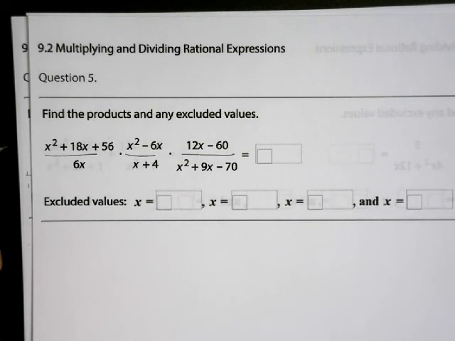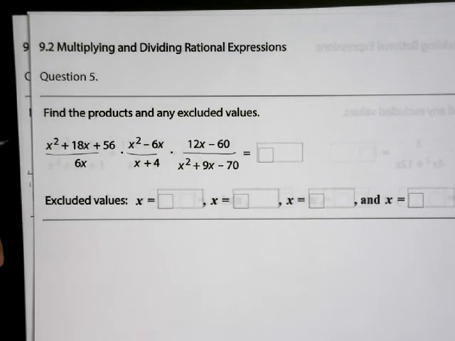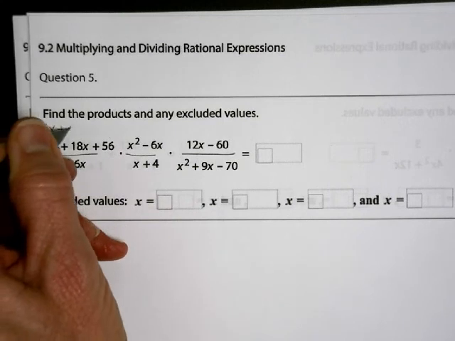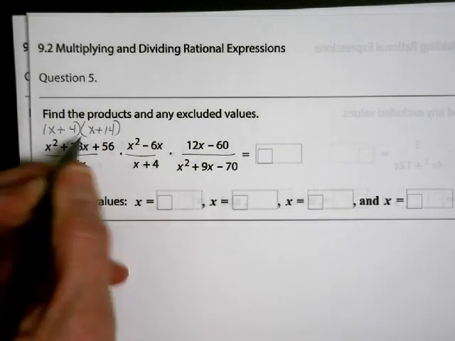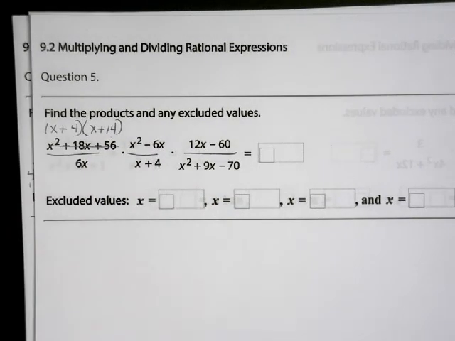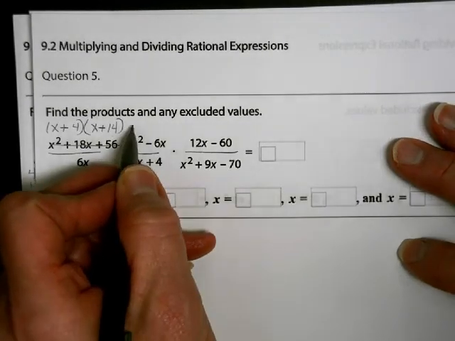56's factors, there's 1 and 56, 2 and 28. They don't add up to 18. 3 doesn't go. 4 and 14. So it's x plus 4 times x plus 14. Really had to dig for that. I had to dig for that one. It's been a minute since I thought, oh yeah, 56 is 4 times 14.